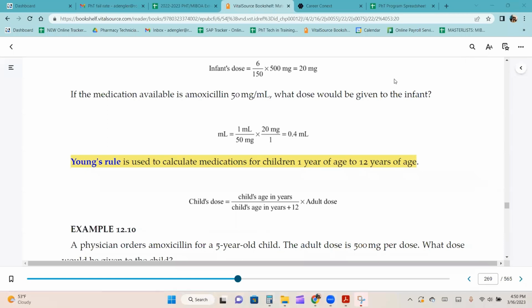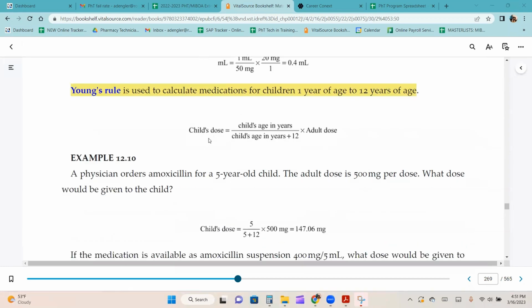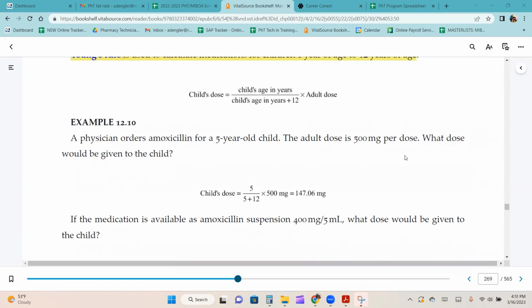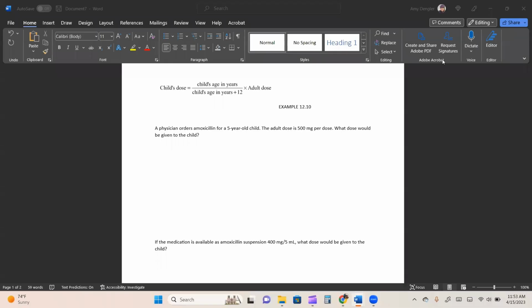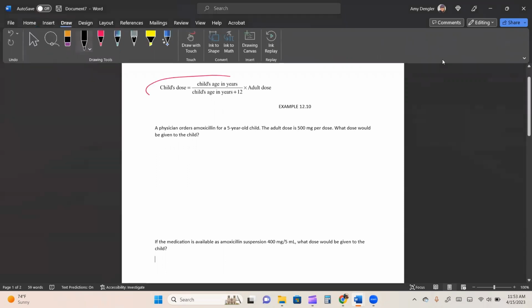Young's rule is used to calculate medications for children 1 year of age to 12 years of age. So we have the child's dose is equal to the child's age in years divided by the child's age in years plus 12 times the adult dose. Now let's go ahead and do example 12.10. A physician orders amoxicillin for a 5-year-old child. The adult dose is 500 milligram per dose. What dose would be given to the child?